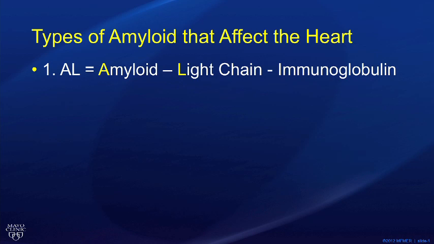So in this case, the main problem is the cells in the bone marrow that are making too many light chains. And the AL type of amyloid often affects multiple organs. It can affect the heart, the kidneys, the gastrointestinal tract, and the nervous system.